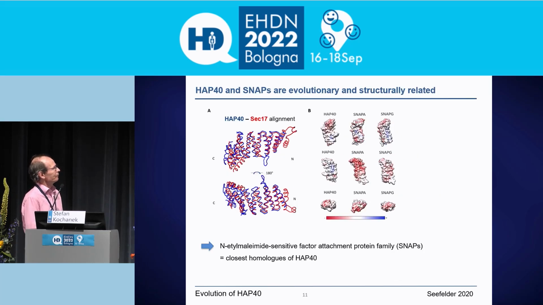There's one other interesting homology: HAP40 and the NSF attachment protein family, there are 3 in humans, 1 in yeast, the homology is very high. So they are both, by bioinformatic analysis, evolutionarily and also structurally related. These proteins are cytosolic adapter proteins which are important for vesicle fusion at membranes.